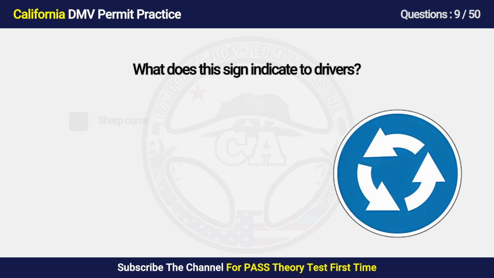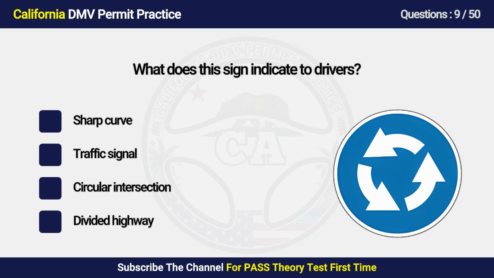Question 9. What does this sign indicate to drivers? A. Sharp curve. B. Traffic signal. C. Circular intersection. D. Divided highway.